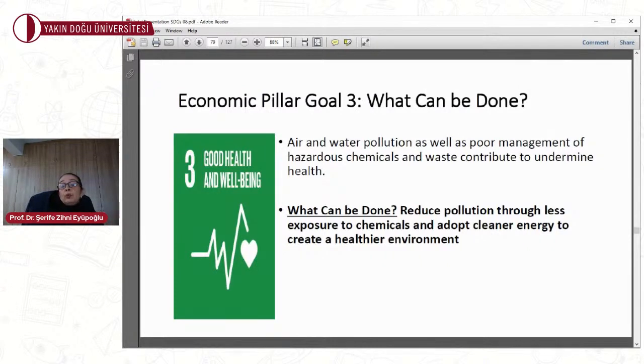Okay, air and water pollution, as well as poor management of hazardous chemicals and waste, contributes to undermining good health. What can be done? It's necessary to reduce the pollution which results from businesses' production facilities. There needs to be less exposure to chemicals, and it's necessary to adopt cleaner energy. When I say cleaner energy, I mean renewable energy. For example, the sun, for example, the wind. These are much cleaner. They create a much healthier, a much greener environment, and also there is no risk of them running out. They are always available.